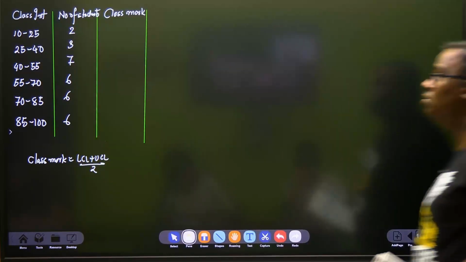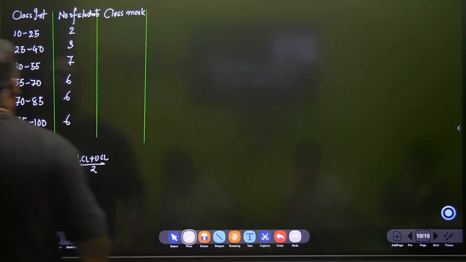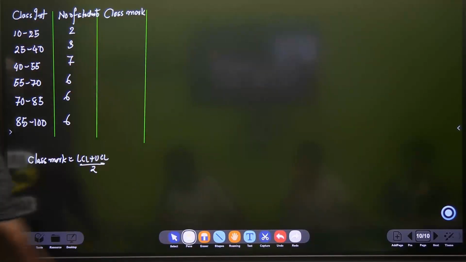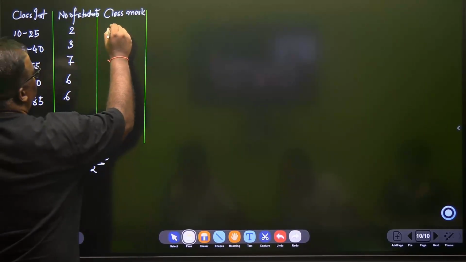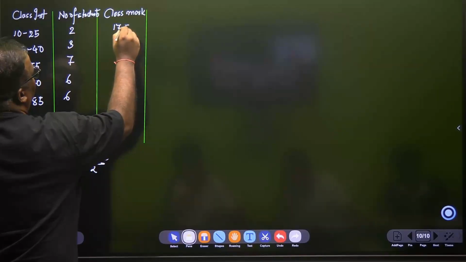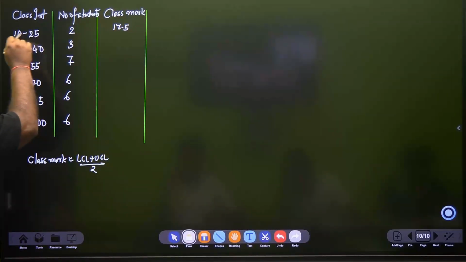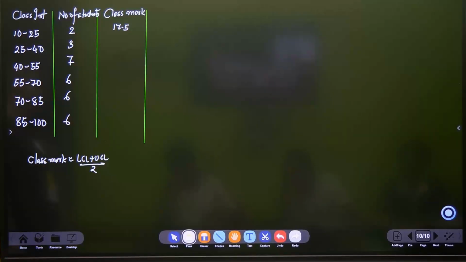Right. So if you see the class mark out here, then the class mark will be 10 plus 25 is how much, beta? 35. 35 divided by 2 is how much? 17.5. So the class mark is 17.5. And how much is the difference in each of these? Just check. The difference is 15.